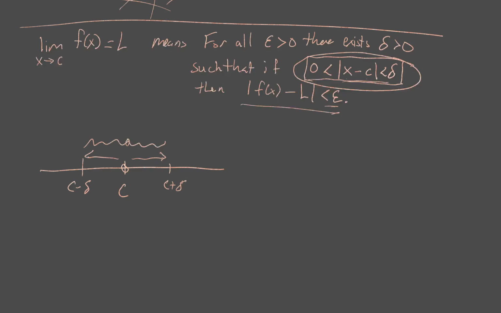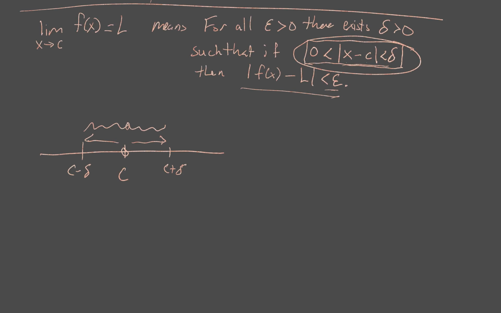So for the right-hand limit, let's do the left-hand limit first. For the left-hand limit, if I want to come in from the left, I want to be in this area, and then I still want to guarantee that my outputs are within epsilon. I don't care what happens on this side if I'm coming in from the left. So instead of having this absolute value inequality, we're going to have an inequality that corresponds to having an x value that's between c minus delta and c.